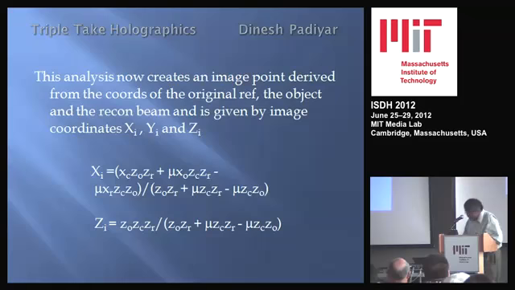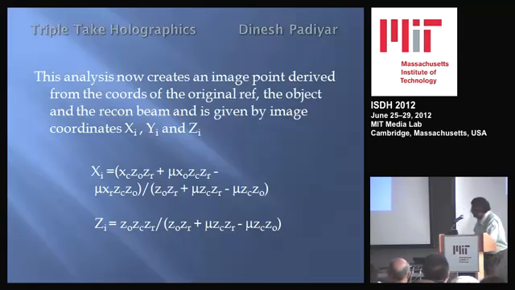When we carry out this analysis, we determine where the image point would be from the actual wave that comes off the hologram. We get these 2 terms. We get the image point, capital Xi, and there's a capital Yi, which is the same as the X's, except you substitute Y for X, and capital Zi. So these are the actual image points that come off the hologram, which may or may not be the original points.